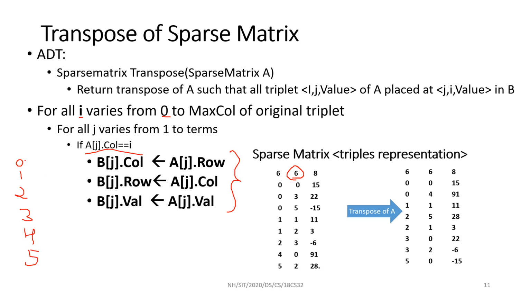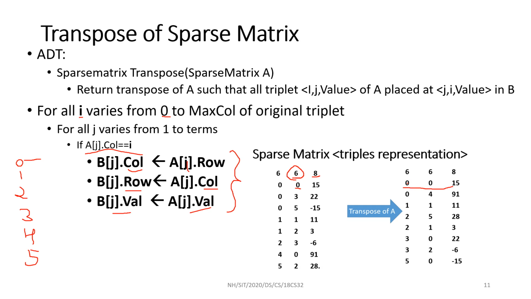Right now we are scanning for column number 0. So the j value starts from 0 till the number of terms. Here the number of terms is 8, so 8 times you have to repeat. Next, a of 0 dot column. What is that value? 0. Is it matching with i? The i value is also 0. They are matching. Now what to do? You interchange. Row will become column in B, and column of A will become row of B. The value will be copied. This is i. Now a of 0, where the values are the same, will be copied here.